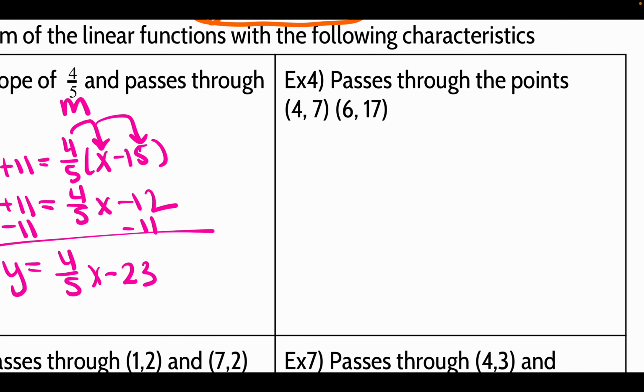Number 4. So now we are just given two points. When you're given two points, you always need to find slope. So first is to find slope.